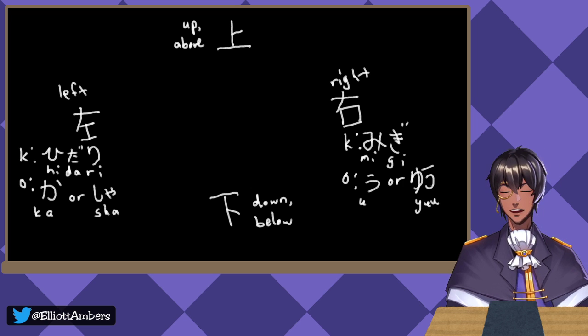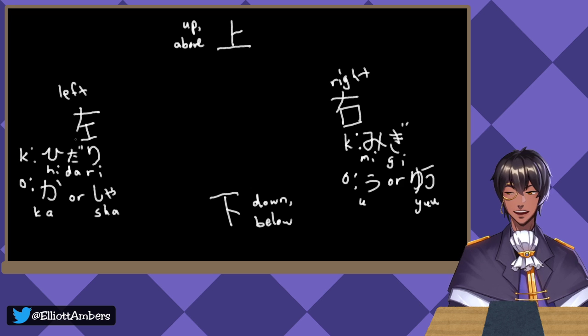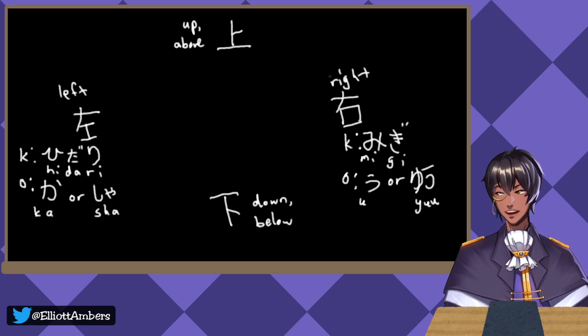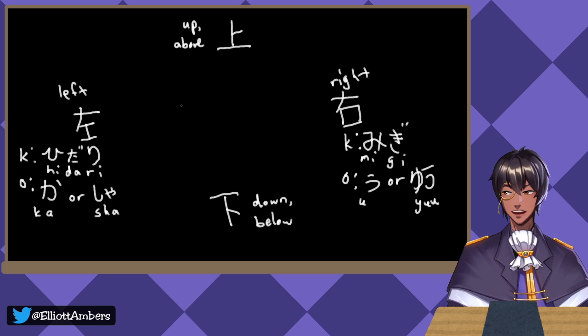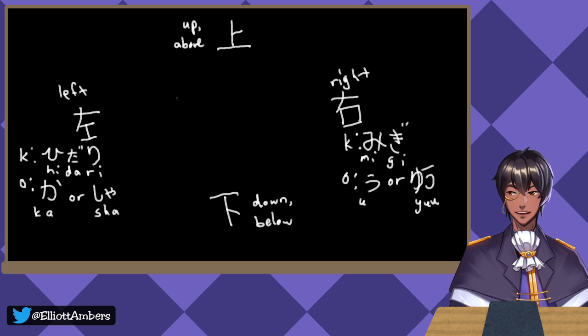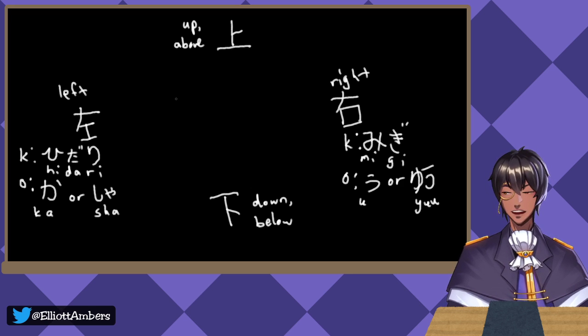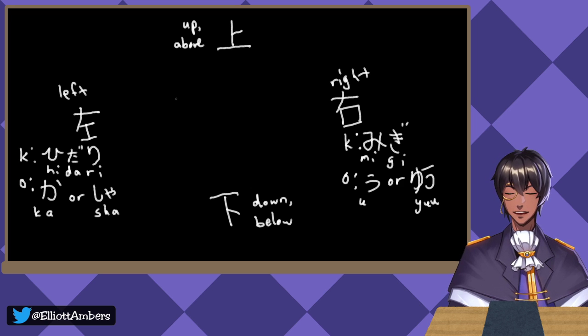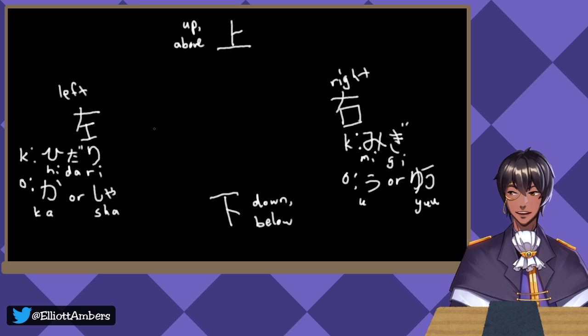So that's left and right. Hidari is left, right is migi. And like I said, this is one of the cases where a lot of the compound words that you see for left and right actually use the Kunyomi reading. Like when I learned this recently through WaniKani.